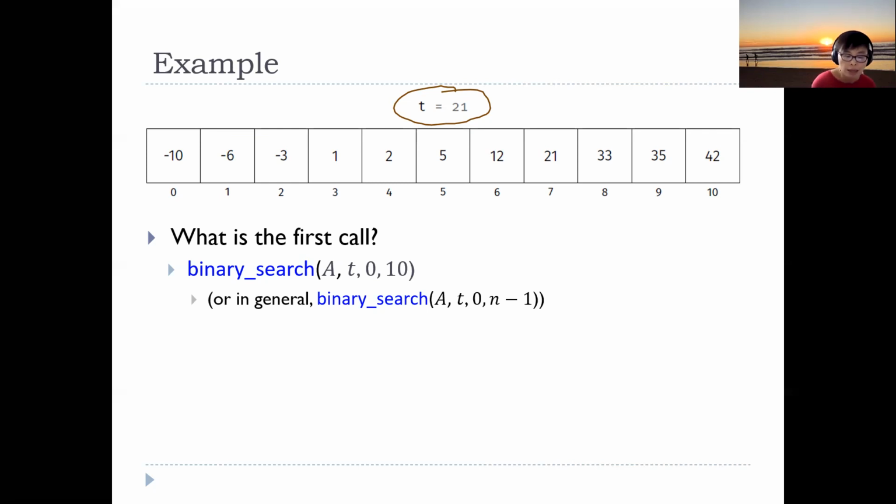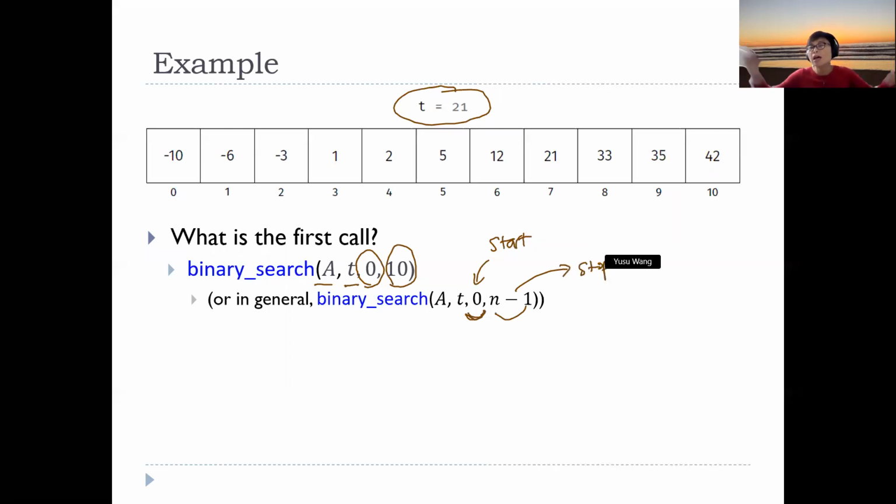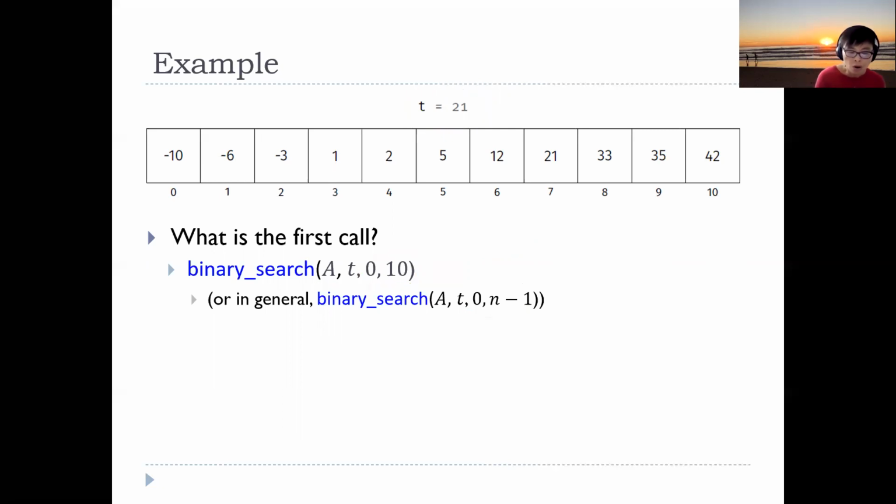That means I call the function with the starting index to be 0, the first one, and the stop index to be the last one, because in general, if the array size is n, you're calling on start equal to 0 and stop equal to n-1. You're calling on the entire array. Okay, so that's what you do at the beginning.